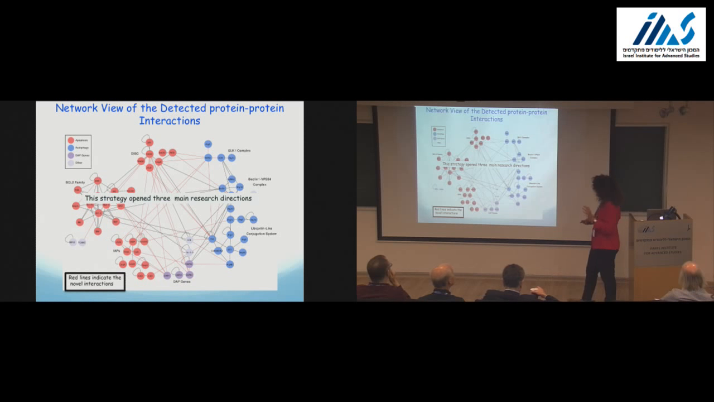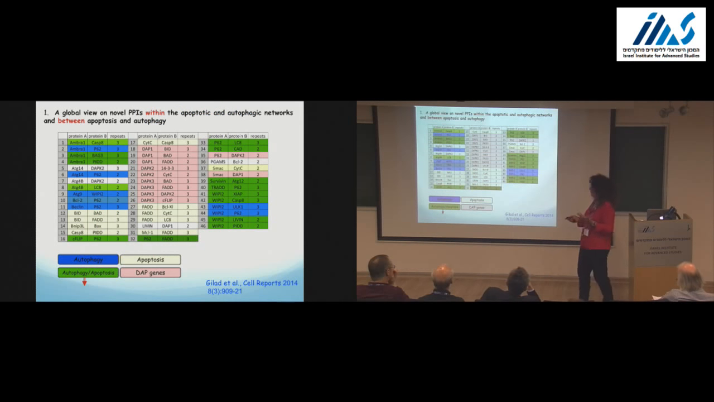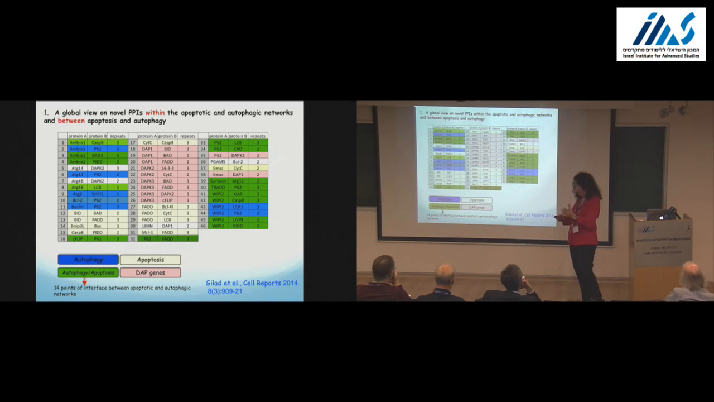So this strategy opened three main directions, and I will describe them very briefly, what we got from here. First of all, we got a global view, and novel PPIs, novel protein-to-protein interactions, within apoptosis, within autophagy, and very important, between them. For instance, the green ones are between autophagy and apoptosis, and we discovered by that means 14 points of interface between apoptosis and autophagy, which adds a lot of information on what was known before. So this was one achievement.